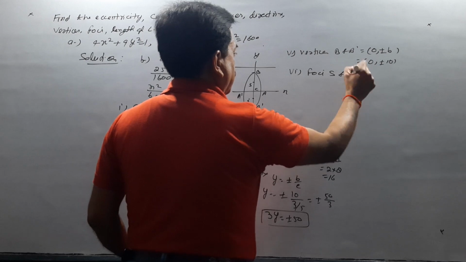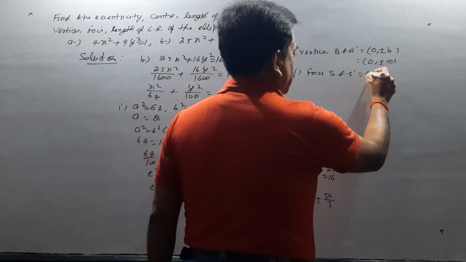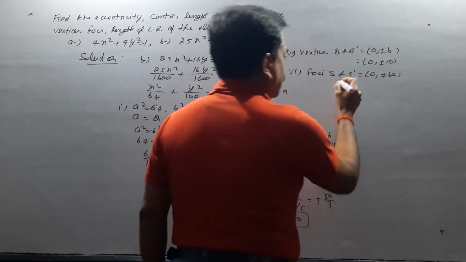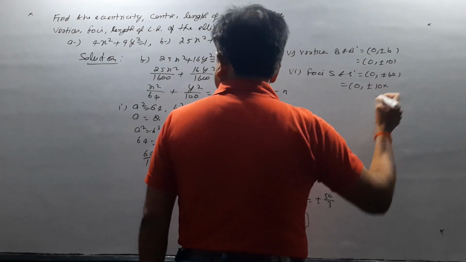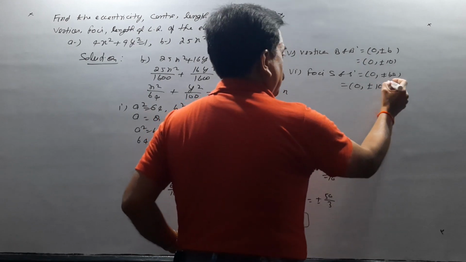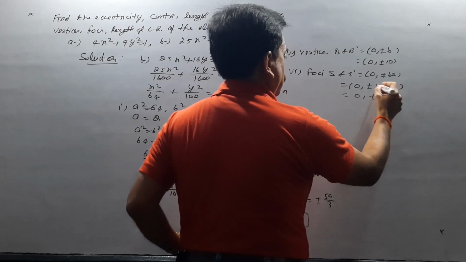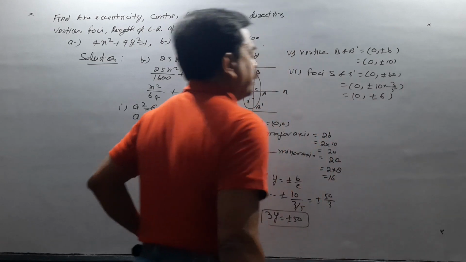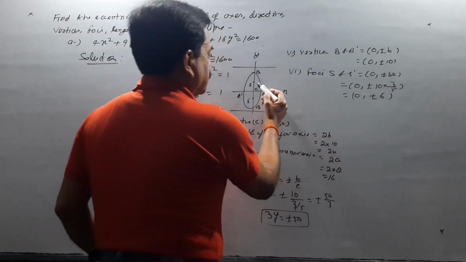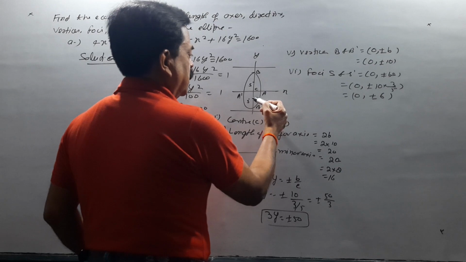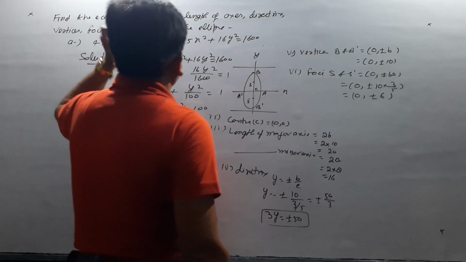Foci S and S dash. There will be two foci, S and S dash, and their coordinates will be 0, plus minus be, or 0, plus minus b is 10, e is 3 upon 5. So 0, plus minus 6 are the coordinates of the foci. 0, plus 6 above the vertex, and 0, minus 6 below the vertex. Foci.